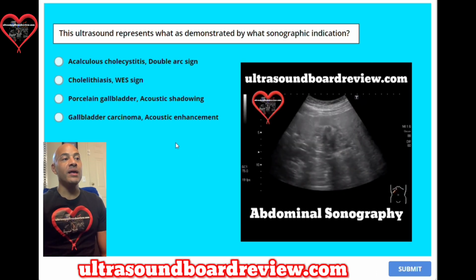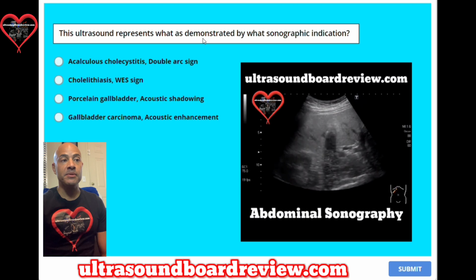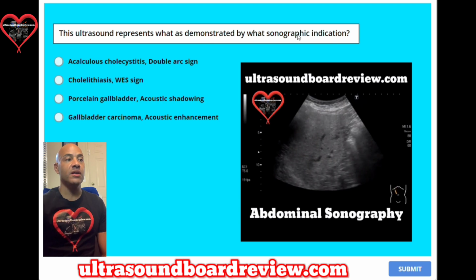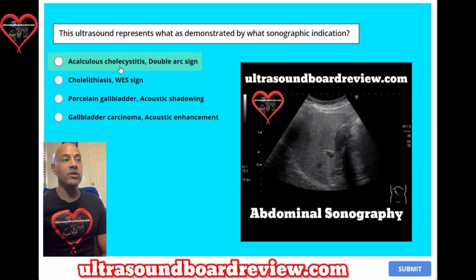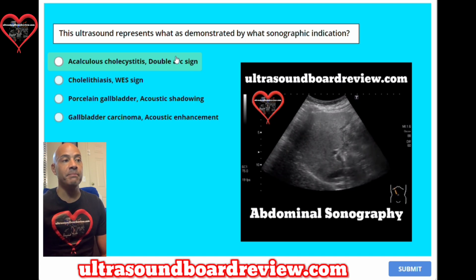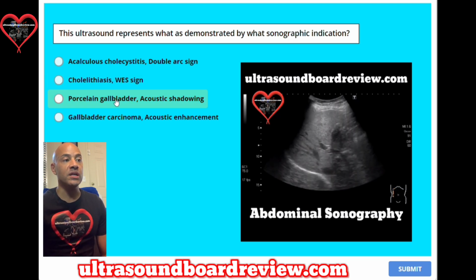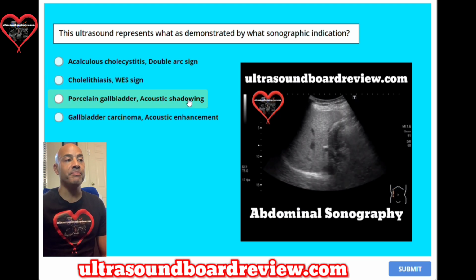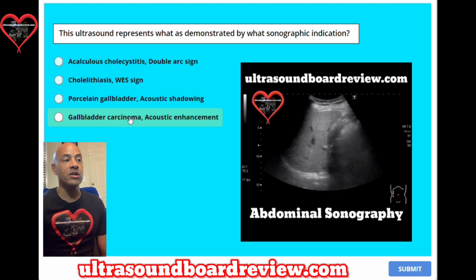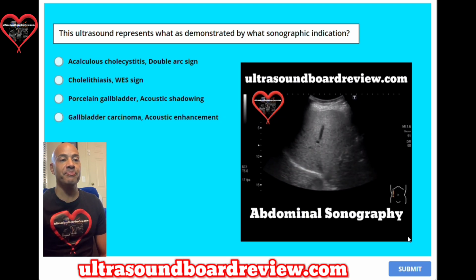Question 74. This ultrasound represents what as demonstrated by what sonographic indication? A, acalculous cholecystitis and double arc sign. B, cholelithiasis and wall echo shadow sign. C, porcelain gallbladder and acoustic shadowing. Or D, gallbladder carcinoma, and acoustic enhancement.